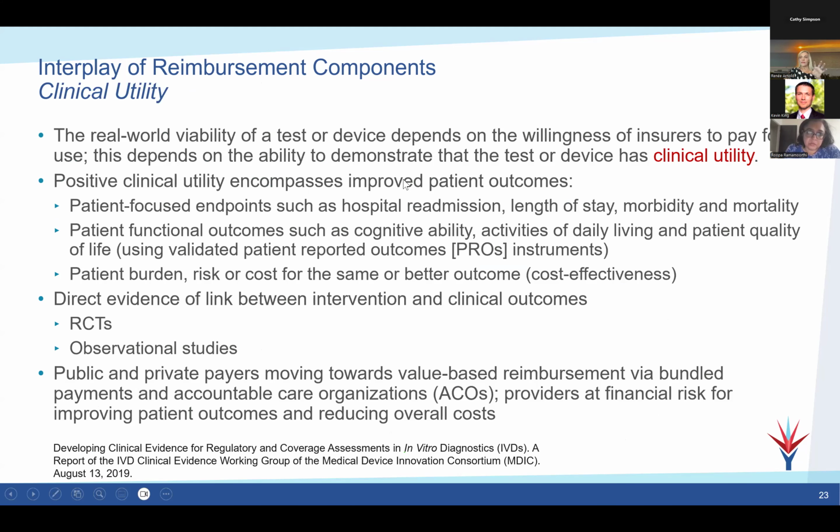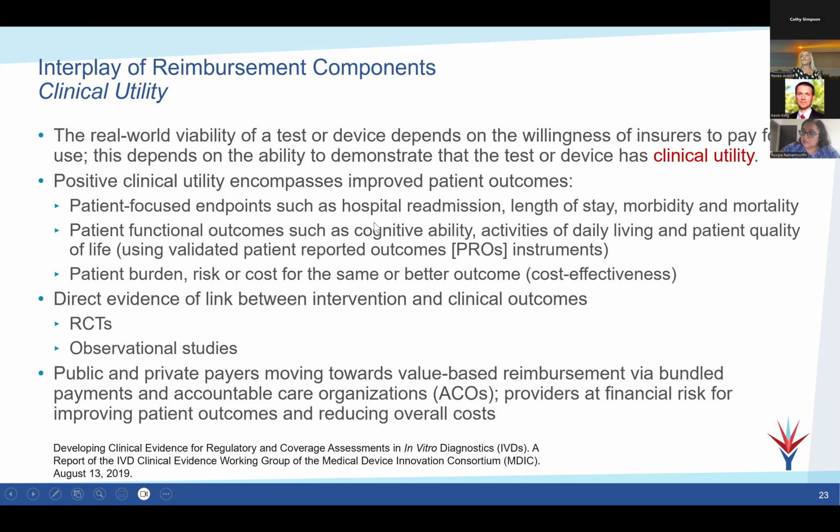And we'll go back to coding, coverage, and payment in a second, because if you get nothing else out of this whole talk, coding, coverage, and payment. Really important concepts. But another concept that's important that people are maybe less familiar with, and this only applies to tests or devices and not drugs, is called clinical utility. Clinical utility encompasses improved patient outcomes to a very great extent.